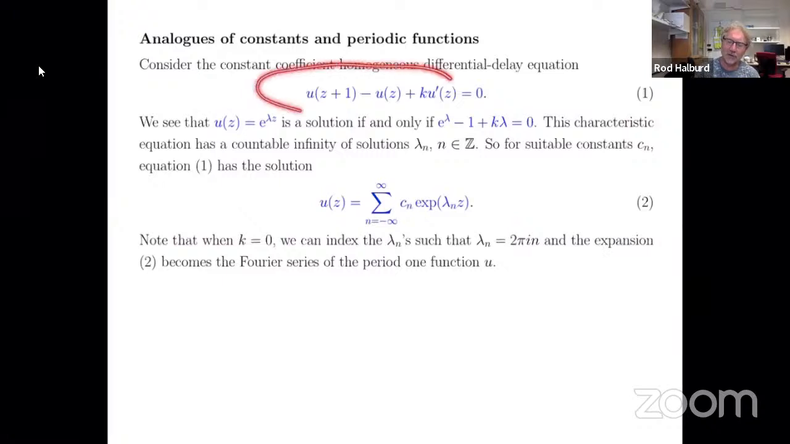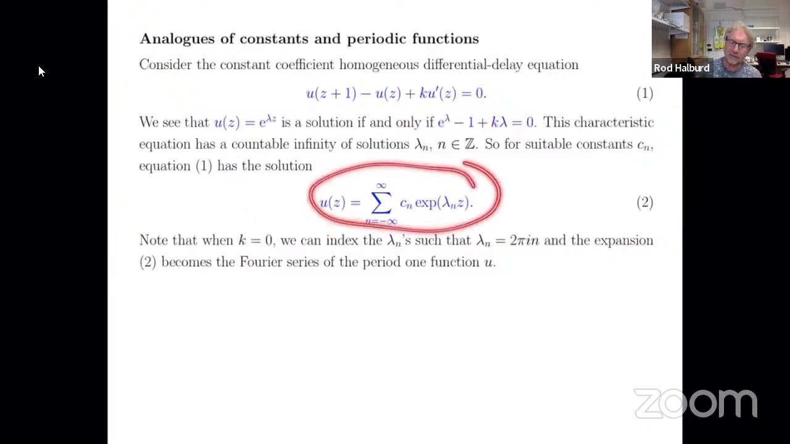When we have a simple linear equation involving both a shift and a derivative, things already start to get much more complicated. Obviously, e to the lambda z is a solution of this equation, provided lambda solves a certain equation. But this equation, of course, is hopelessly transcendental. So things are much more complicated. You can see here that, of course, if the series converges, I can construct something like this. And of course, as k tends to 0, the lambda n's turn into integer multiples of 2 pi i, and this becomes a Fourier series. But of course, it's a much more complicated object when that's not the case.